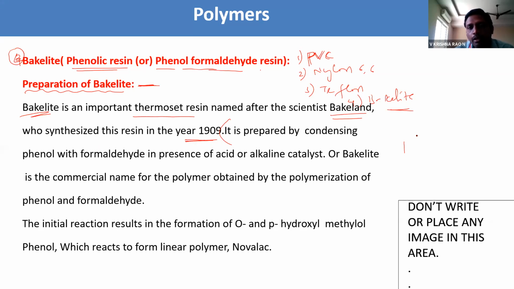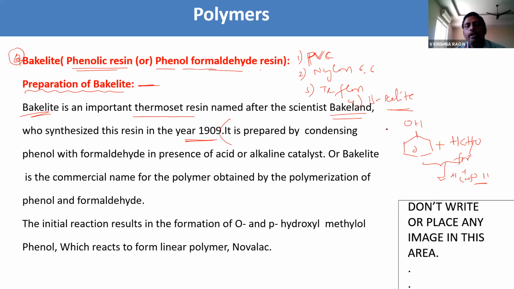Phenol is nothing but a benzene ring with OH present on it, and formaldehyde is HCHO. On condensing these two monomers, phenol and formaldehyde, in the presence of acid H plus or OH minus, you will get phenol formaldehyde. We call it Bakelite.